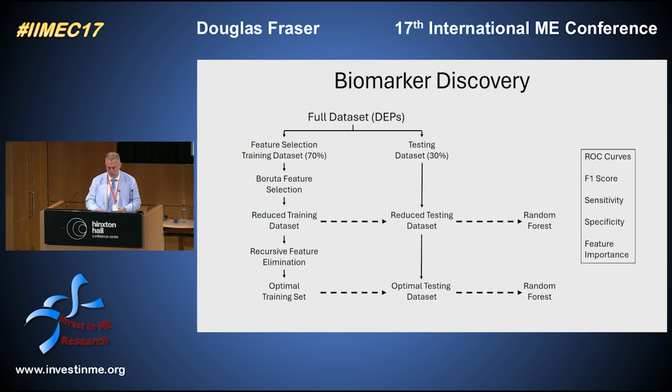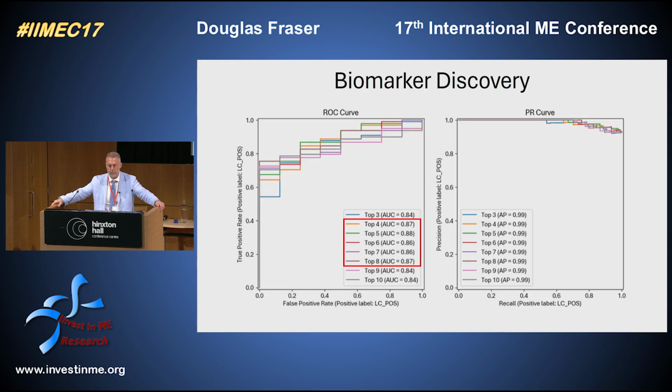What we've been able to determine from this large data set in terms of biomarker discovery is that we've been able to identify groupings of 4 to 8 proteins which have a ROC value of about 0.86 to 0.88. If you recall how to interpret a ROC, anything greater than 0.7 is considered good, anything greater than 0.8 is considered very good, and 0.9 is considered excellent in terms of diagnostic capability. We're sitting just below the excellent category.